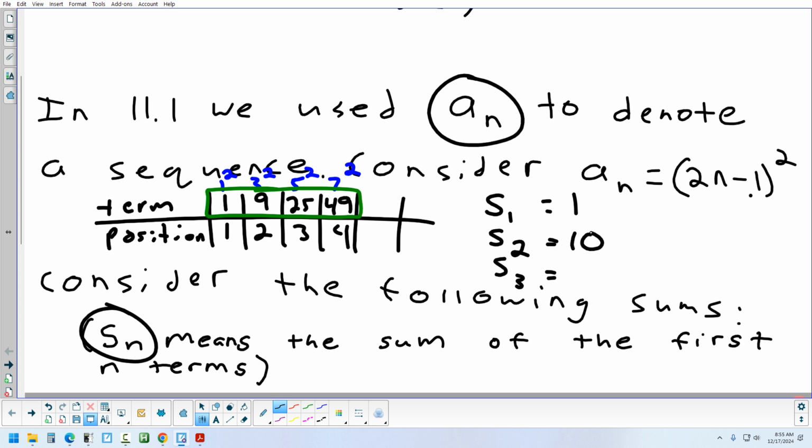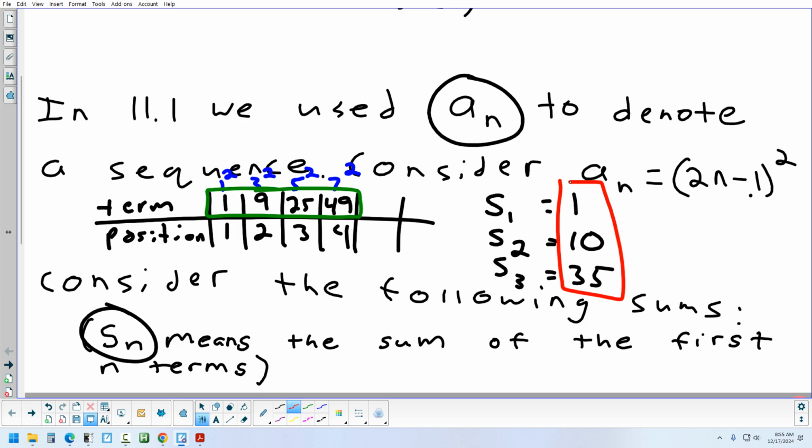S sub 3 means to add everything up to the third term. What do you get if you add up everything up to the third one? 35. And what we've just created here is a new sequence of numbers, 1, 10, 35, and we could keep going. If we added the next one, we'd add 49 to it. This is what we call a sequence of sums.